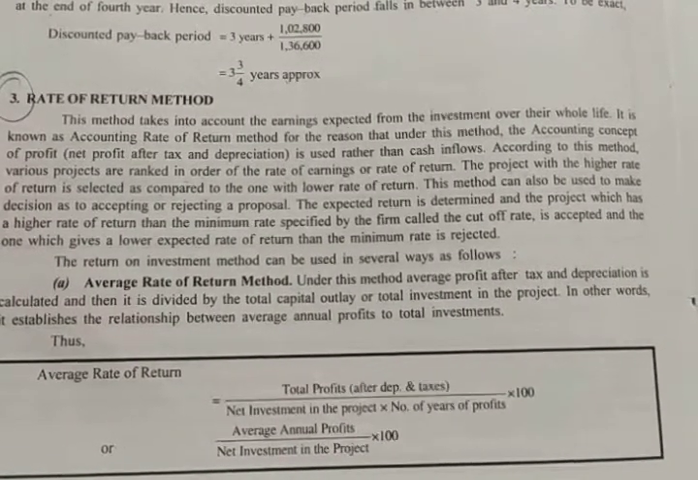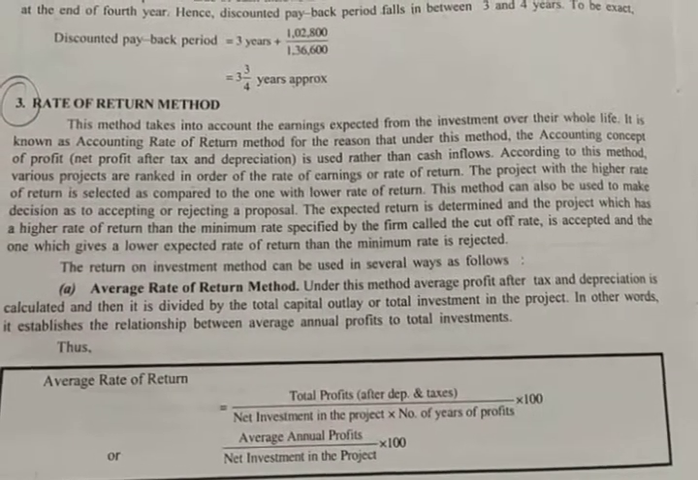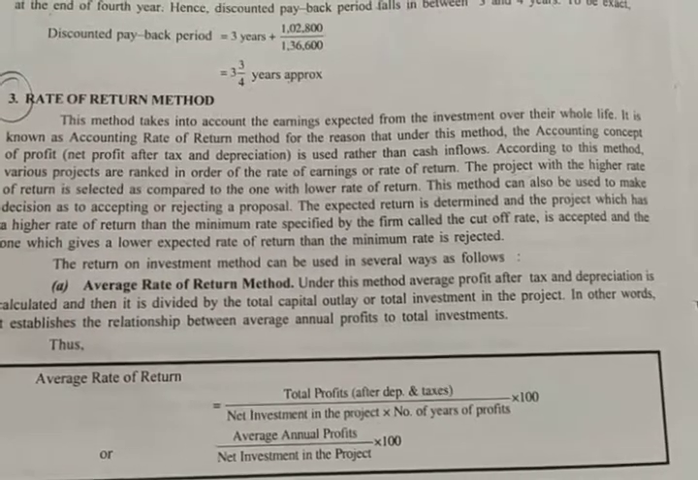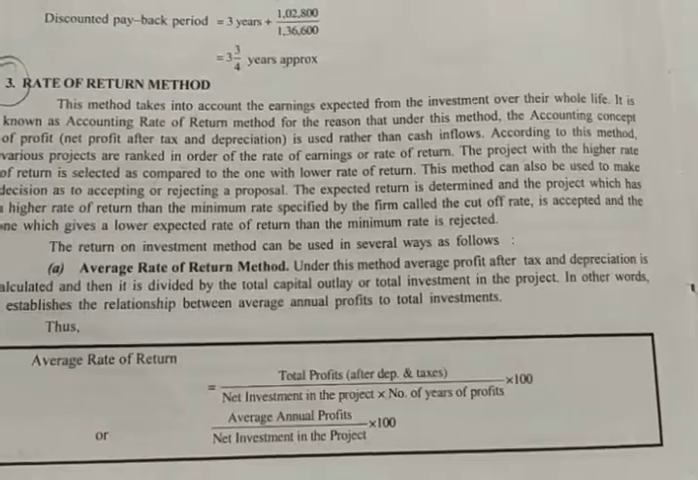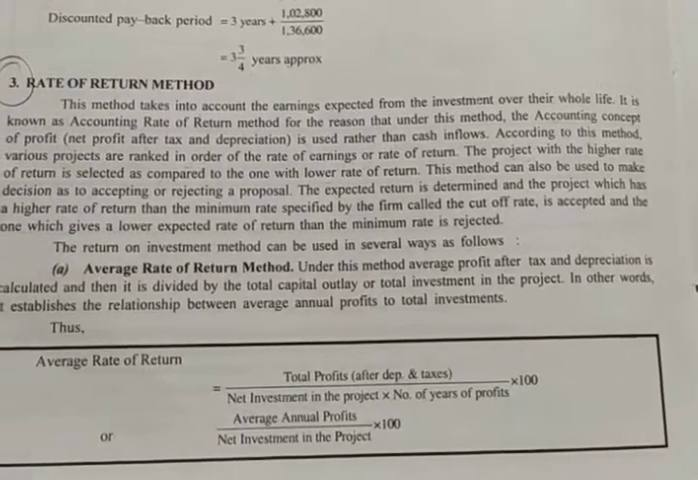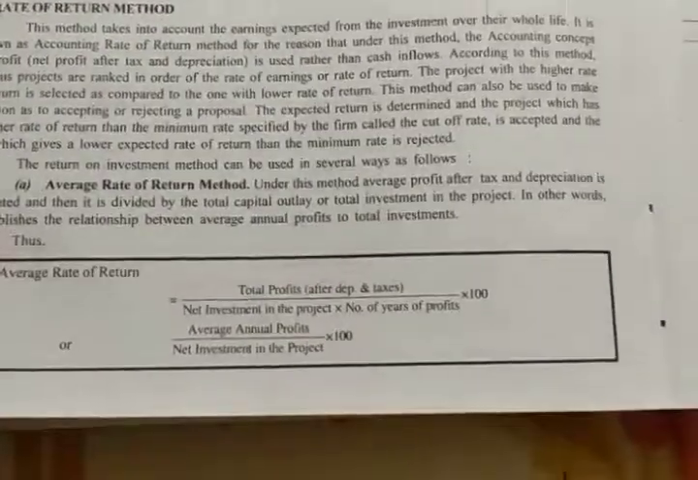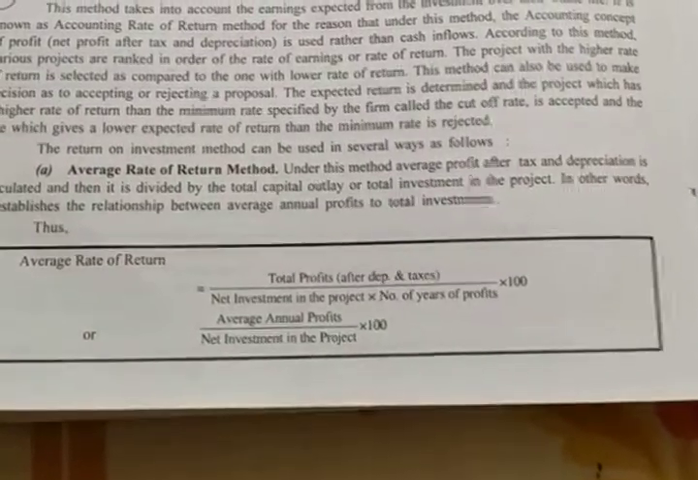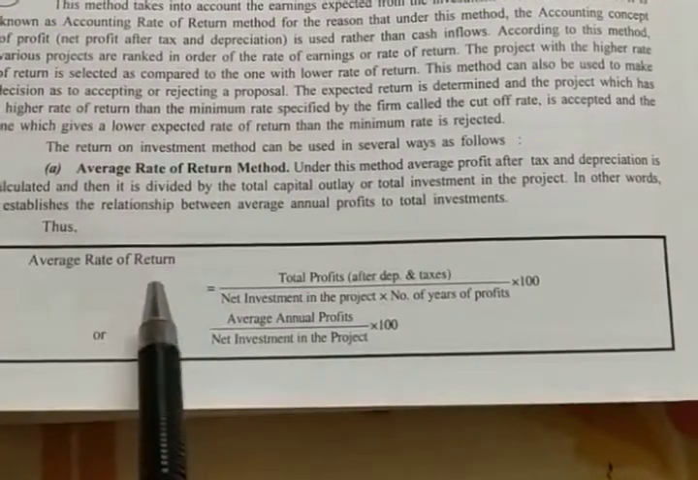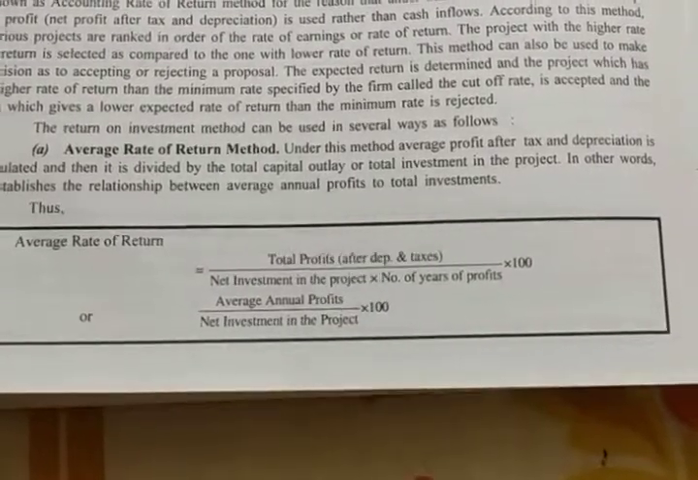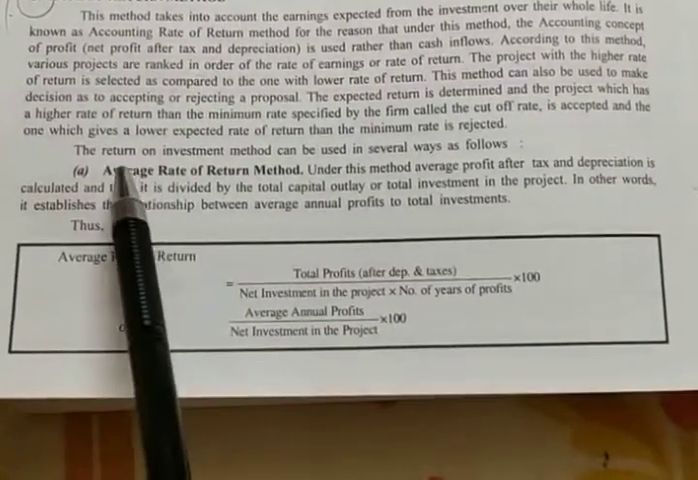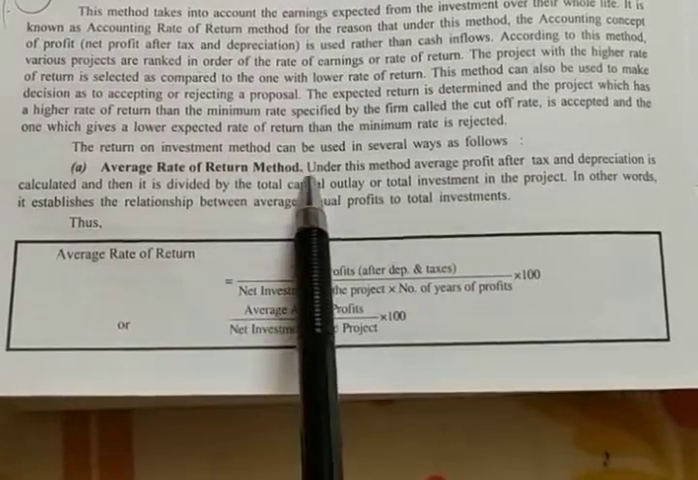And indirectly we can say that this method can be used to make a decision as to accepting or rejecting the proposal. So we are going to discuss how we are going to find the profitability level. There are four methods by which we can calculate the average rate of return. The first one is average rate of return method.